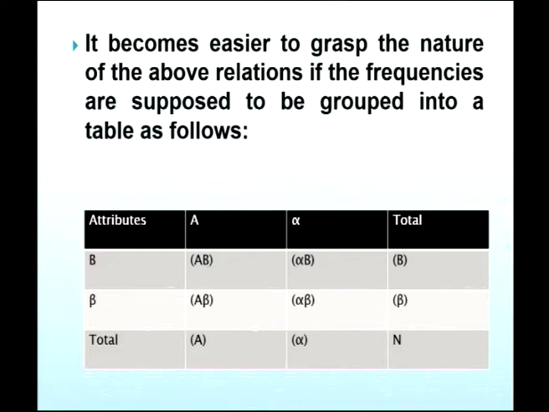If a member is possessing the attribute A and B, then it is represented as AB, and if a member is possessing the alpha attribute and B attribute, then it is alpha B. When you take the total of class frequency, it is B. Similarly, we can do it column wise also. AB plus A beta is equal to A. This is what we have arrived at, the criterion for independence of attributes.